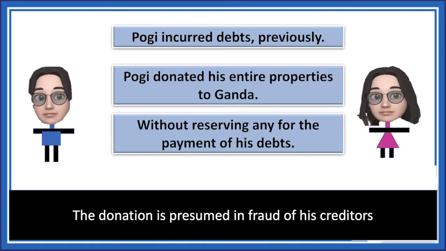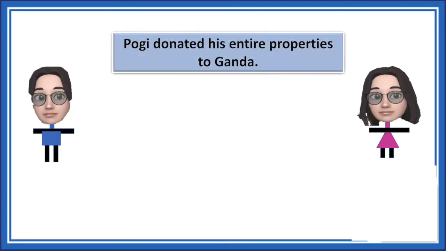But of course, yun nga, presumption lang siya. Pwede naman siyang mag-present or mag-show ng proof na it is not done to defraud his creditors. Pero the burden is upon that donor. Okay? So, paano pala if yung nangyari is ganito?